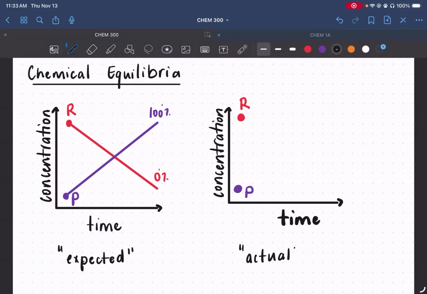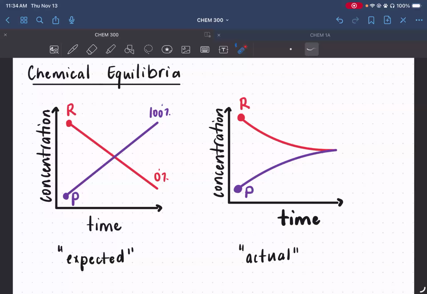But the difference, of course, comes into how I draw the graph. In fact, we don't actually see that nice linear slope in either direction, positive or negative. In fact, what we see is something like this. A curve where the reactants and products do not cross, but they do meet. In other words, what we actually see is a slightly curved gradient.